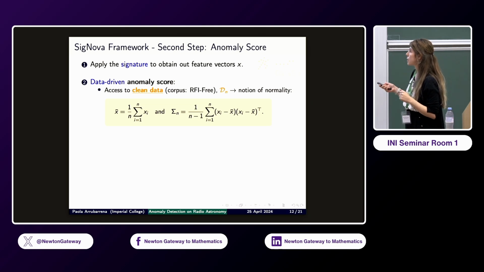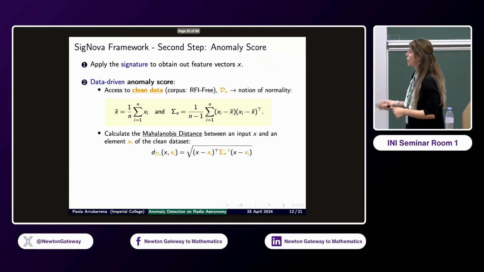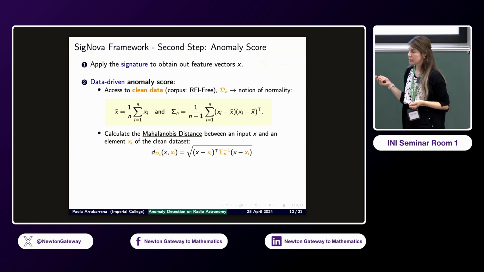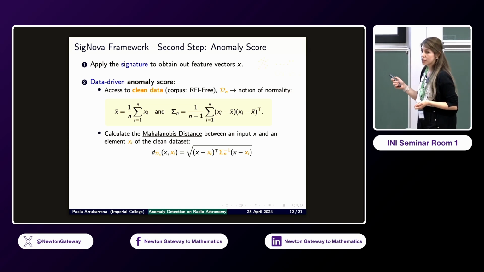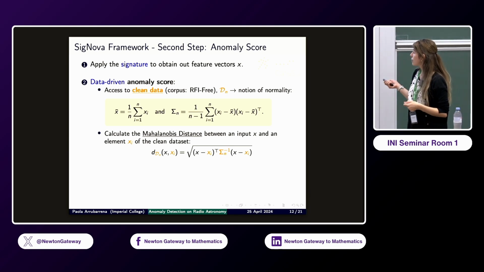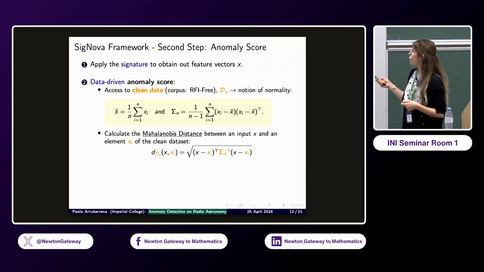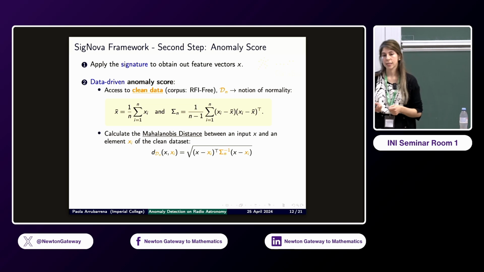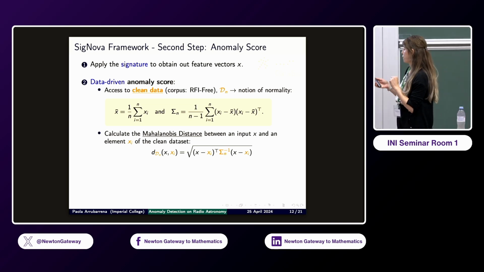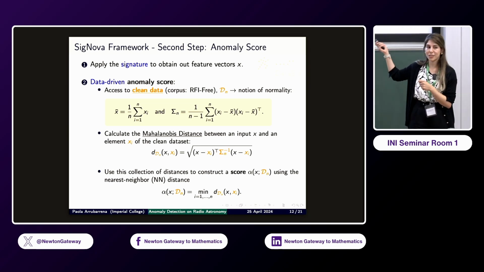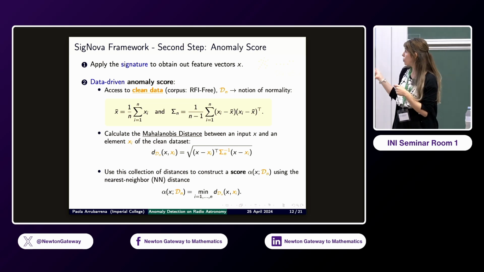With this corpus of clean data, I can calculate the sample mean and the sample covariance matrix to apply the Mahalanobis distance. This is the definition of the Mahalanobis distance. It uses the inverse of the covariance matrix that I build with my corpus of clean data, and it calculates the distance between an input and an element x_i of my corpus of clean data. This is nice because it standardizes and decorrelates the data before calculating the Euclidean distance, and it's a unitless approach. With this, I get a collection of distances, and I take the nearest neighbor, or the minimum of them, to build my score.